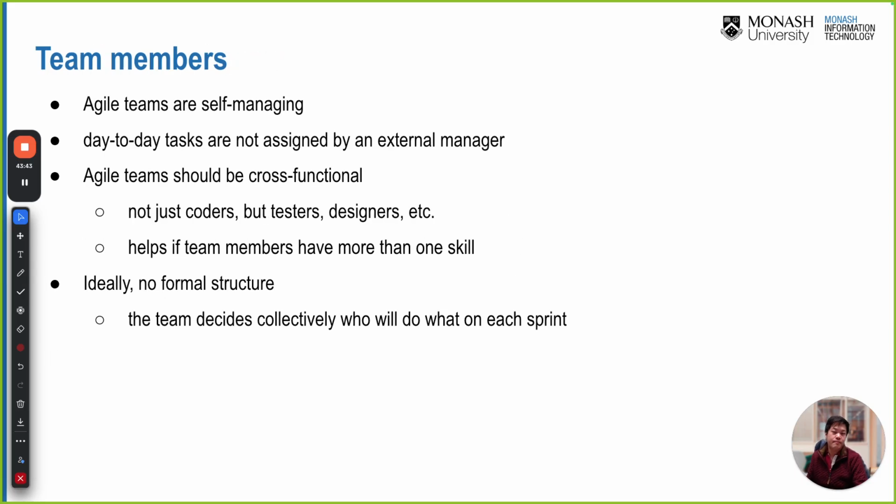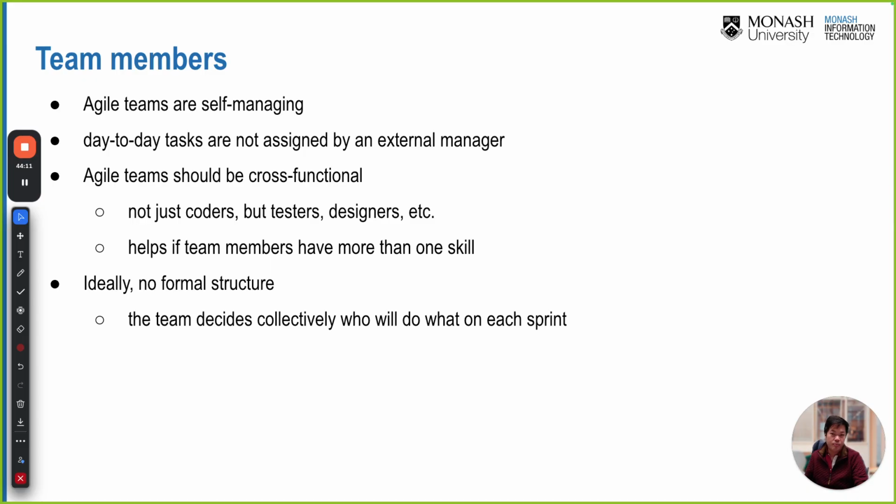And the team members have to be self-organizing roles, okay? Do you remember self-managing? It's about motivated individuals, okay? They pick up the task, they want to implement this, and then it's all done, okay? Day-to-day tasks are not assigned by an external manager. You should not wait for someone to assign, okay? This person does this, this person does that, okay?